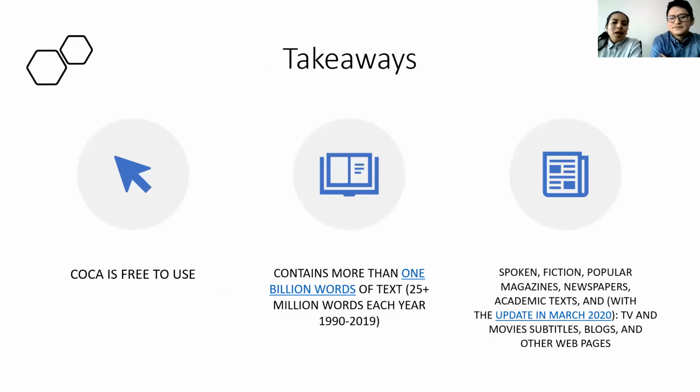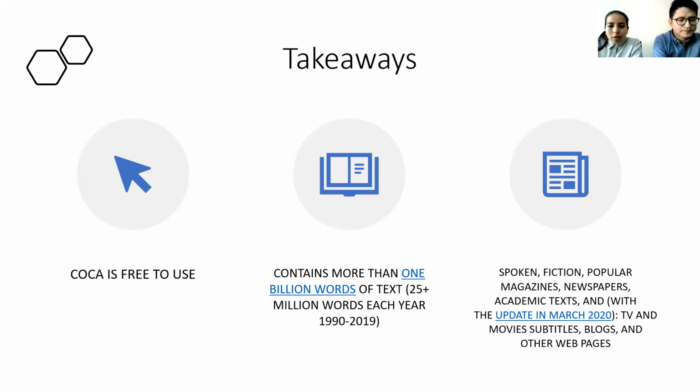Okay, well, we're going to leave you with some takeaways from this session. Despite the limitation of the searches, like you can only do 50 searches per day, COCA is free to use. That's a good advantage. It also contains more than 1 billion words of text, 25 million words each year, so it's updated on a yearly basis. It's still relevant, so students can know that that source is reliable. Exactly, and it's natural language occurrences.